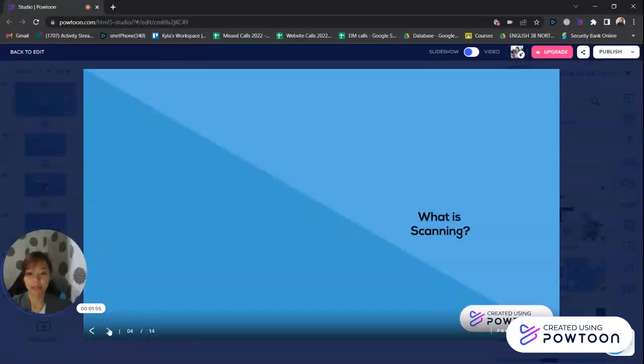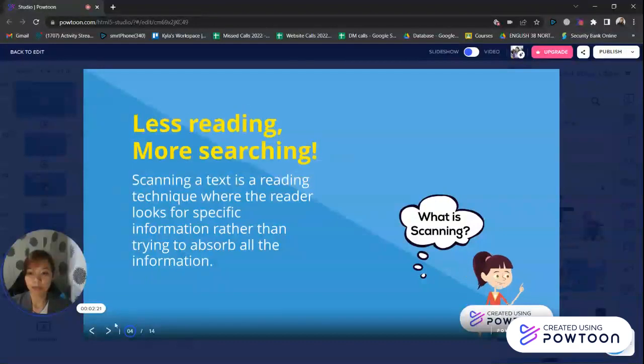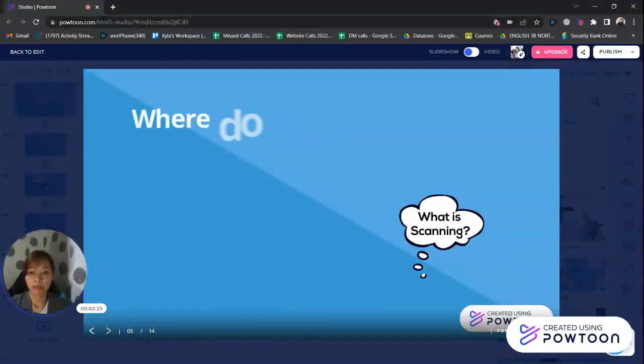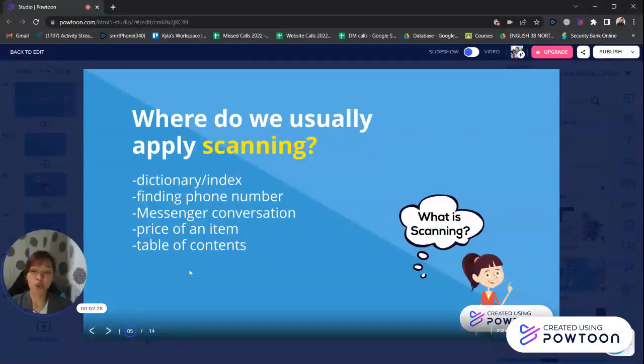Scanning is less reading and more searching. As per definition, scanning a text is a reading technique where the reader looks for specific information rather than trying to absorb all the information. Take note of the keyword: just looking for the specific information. Next, we usually apply scanning when we look for a word in a dictionary.